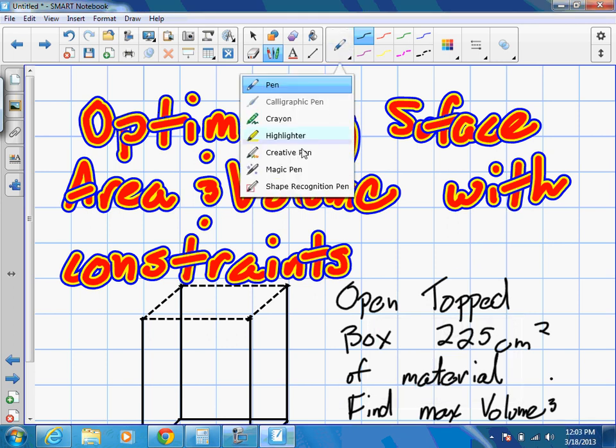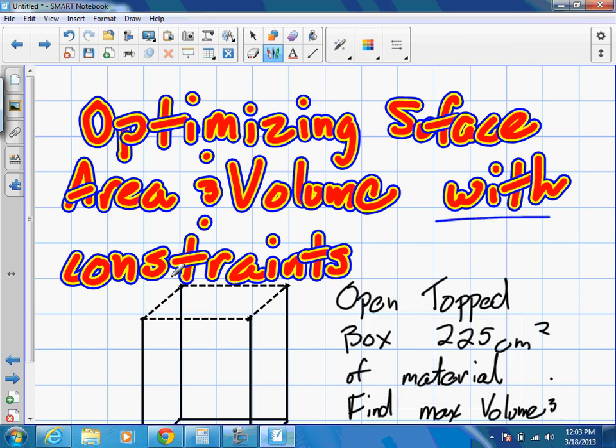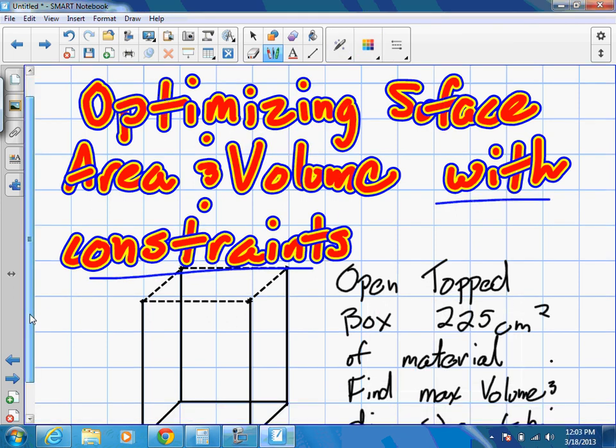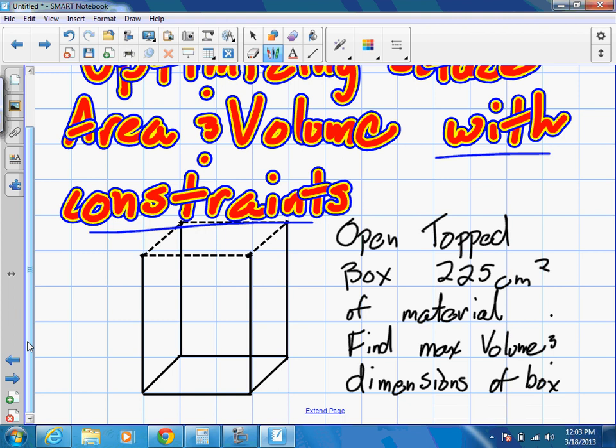So, optimizing surface area and volume, but there is a constraint. We're not going to be using what we could call a normal type of shape when doing this 3D prism. What we have is an open-topped box. Okay, so I've tried to draw it out for us here. We do have a rectangular prism, but there is no sheet on top.